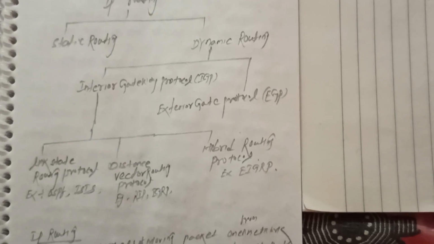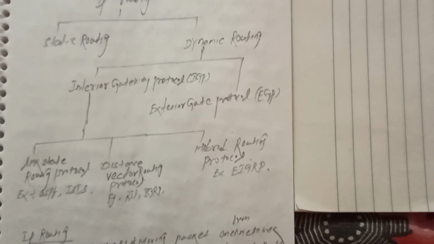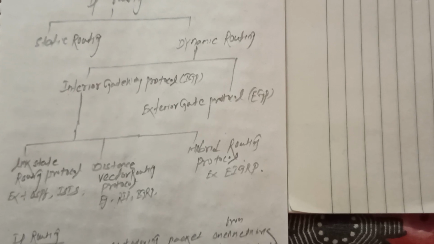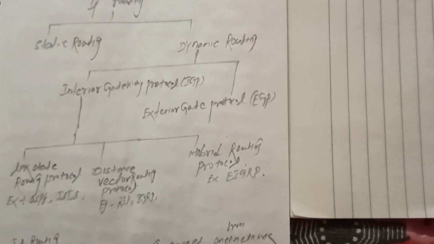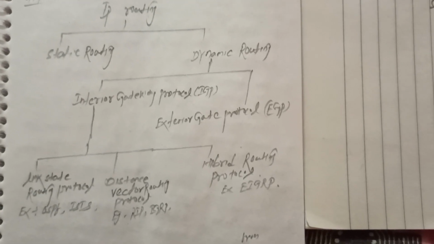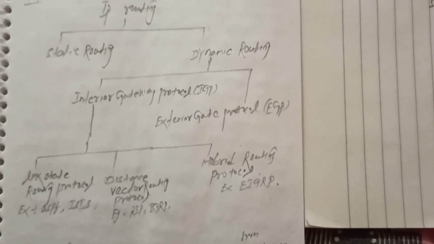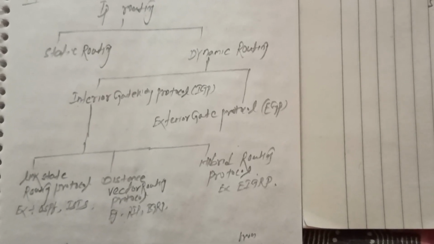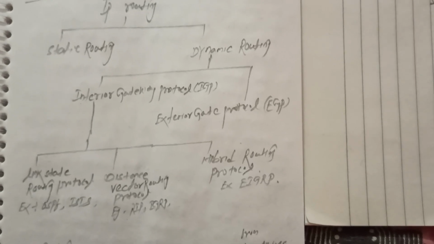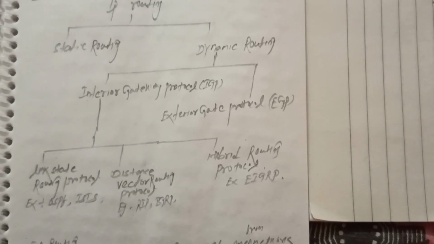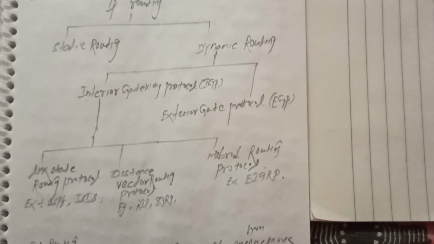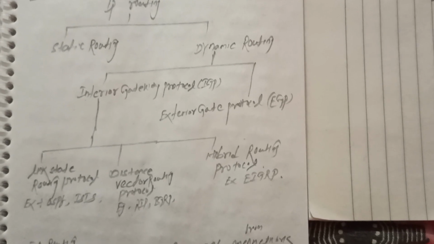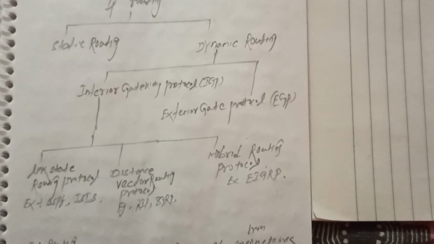In static routing, the main advantage is that it is easy to implement and has no overhead such as CPU, memory, or bandwidth. The main disadvantage is that it is suitable for small networks only. When it comes to a big network, it is very complex to implement. The main difficulty is that when a link fails, it is difficult to reroute the traffic using static routing.